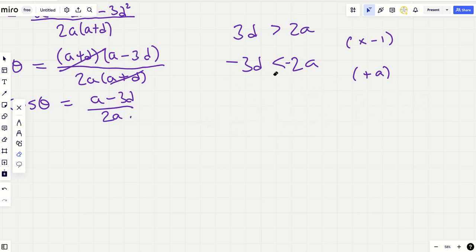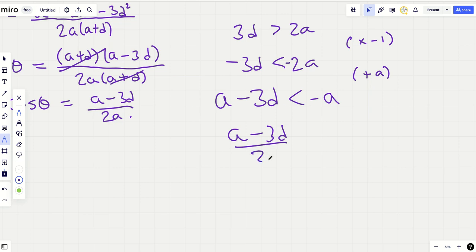Okay, so I have minus 3D is less than minus 2A. I then add an A, so I get A minus 3D is less than minus A. That's better. And then I divide it by 2A. And you might think, why am I doing all this? Well, I just wanted to find out what this is in terms of this inequality, because then I know what cos theta is in terms of the inequality.